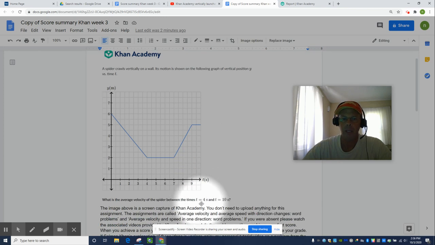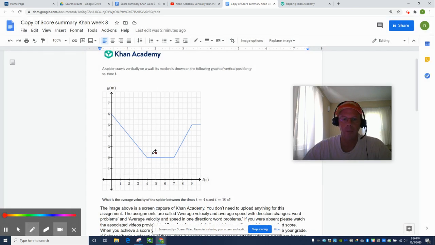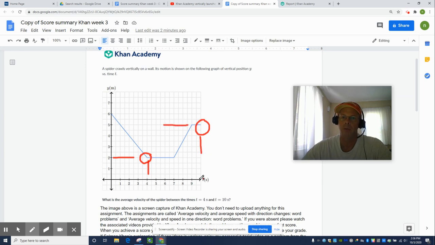They would like us to find the average velocity between 4 and 10 seconds. They slice up the graph in different segments just to make sure you're paying attention. Average velocity is displacement over time, so it's not really rocket science. What's the initial position at 4 seconds? Well, 2 meters corresponds to 4 seconds. And then what's the final position at 10 seconds? Well, 5 meters corresponds to 10 seconds.